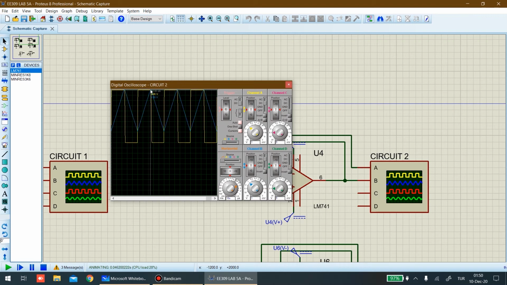The output now cannot represent the input signal perfectly. In this example, it reached the maximum voltage, however, it cannot reach the minimum voltage.